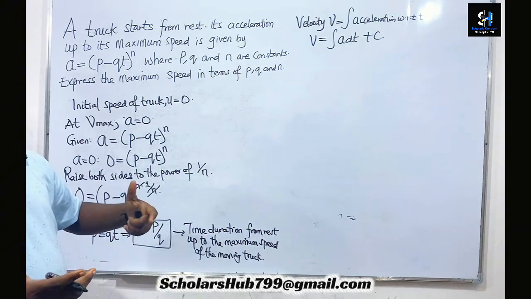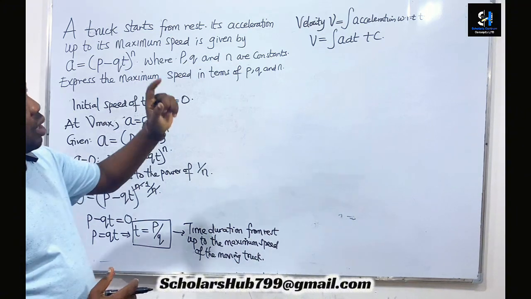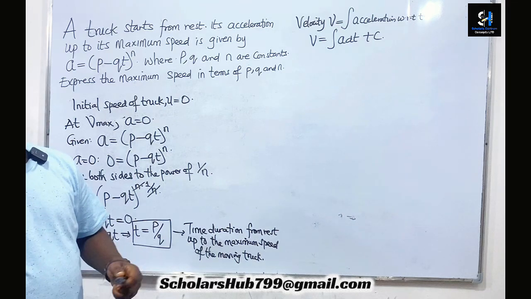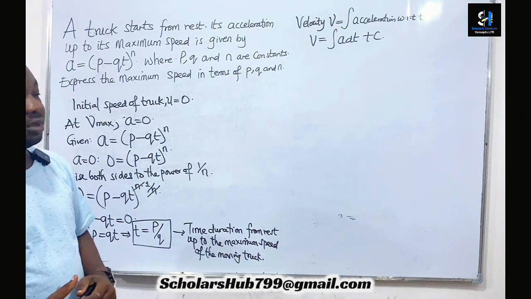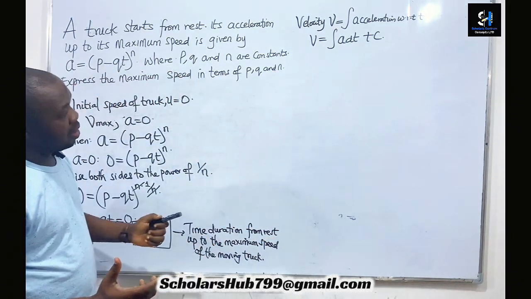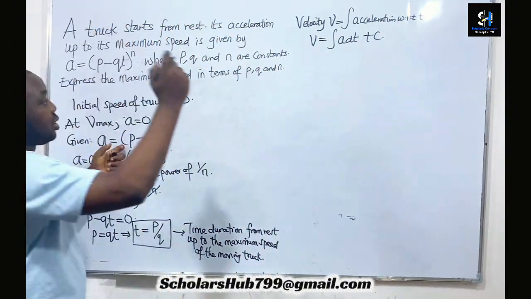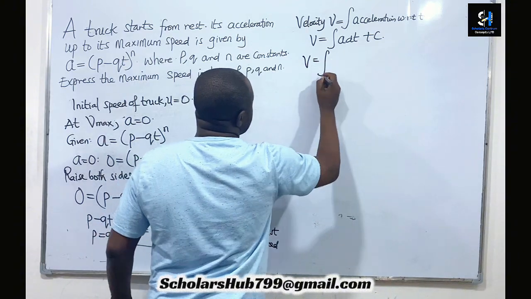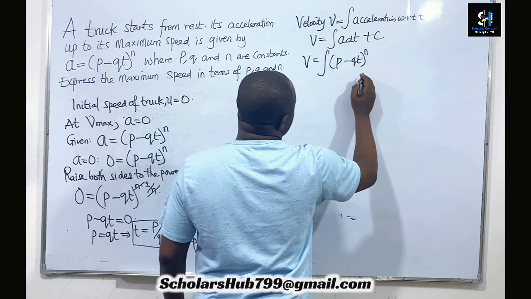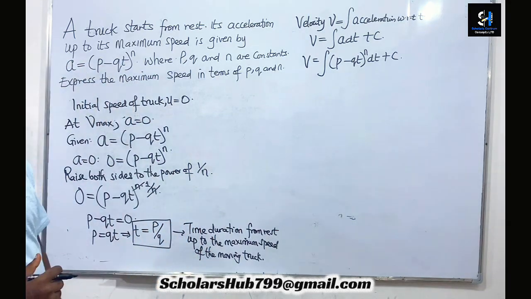We want to write an expression for the maximum speed in terms of P, Q, and n. Because velocity can be expressed as the integral of acceleration with respect to time t, that's a mathematical expression. Now, from here, we know that a is equal to this. So v will be equal to the integral of (P minus Qt) raised to the nth power with respect to t, plus the constant of integration.